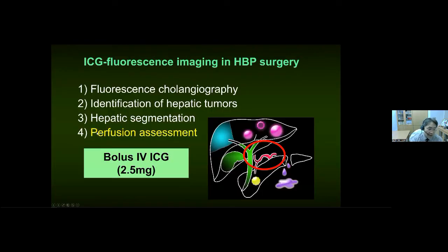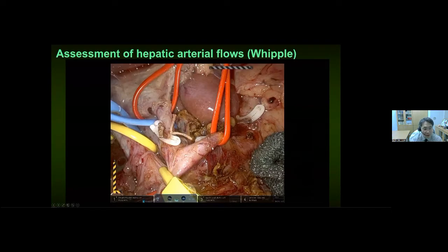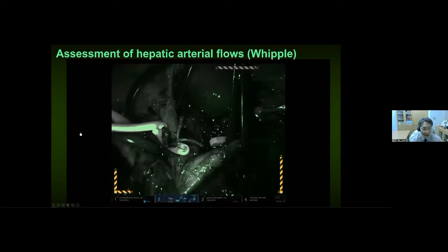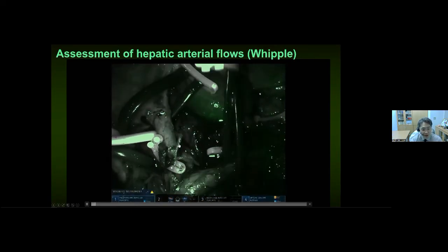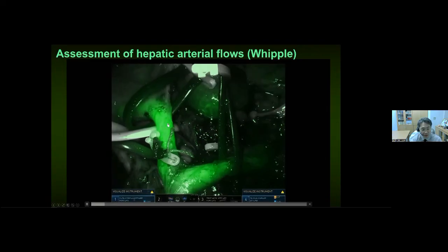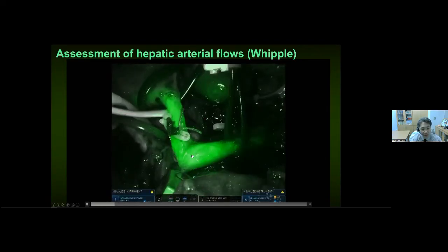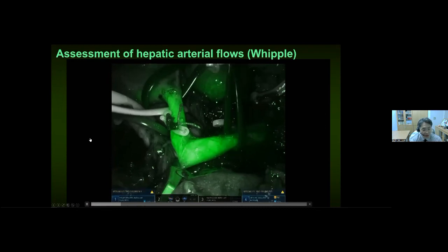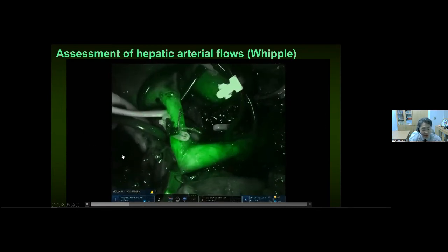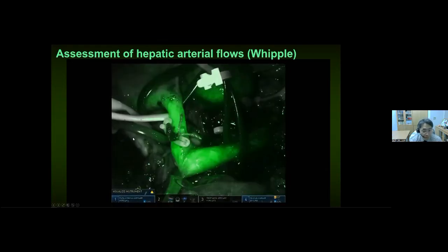The perfusion assessment is a very easy technique. We only need a bolus injection of ICG. For example, in this case of the robot-assisted Whipple procedure, we are going to confirm the arterial flow from the common hepatic artery to the proper hepatic artery before dividing the gastroduodenal artery. Then the ICG is injected, and Firefly imaging is used to directly confirm the good arterial flow to the liver. So thanks to this kind of imaging, we can safely divide the gastroduodenal artery.